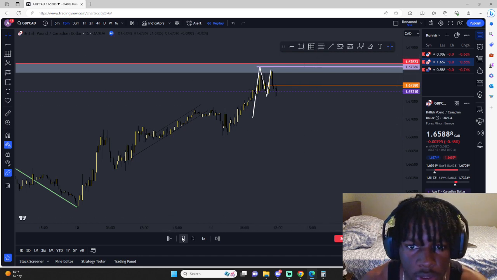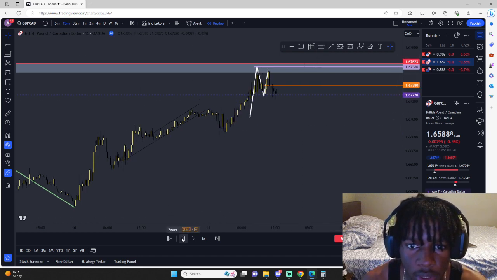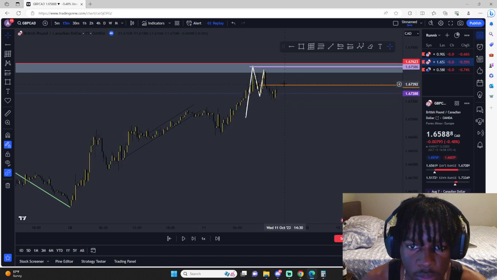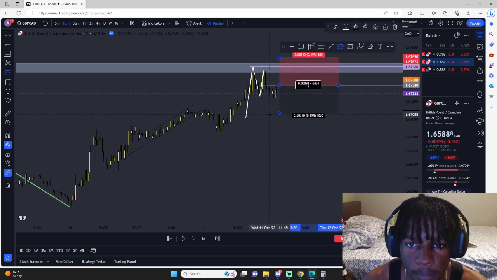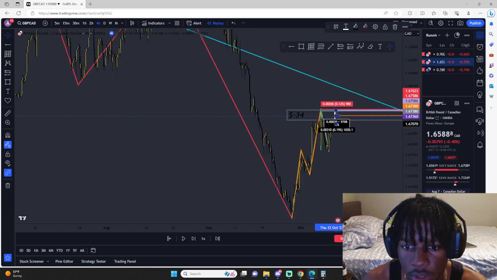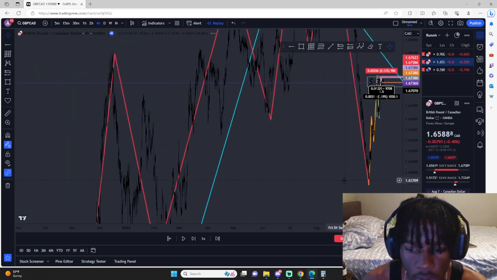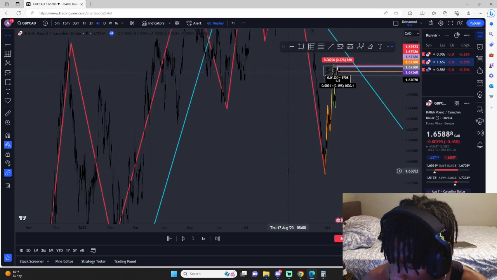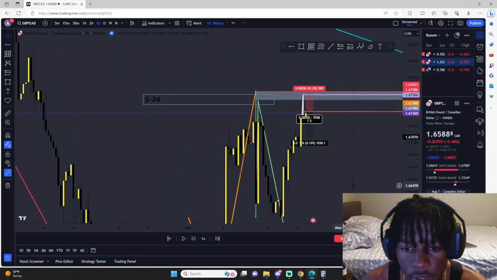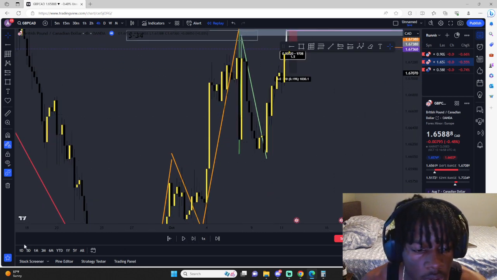All right, so I think this shot down a little bit more. Yeah, it shot down more. Okay, so boom. I think this is where I got my entry at, right around this area. And then I was reaching for these lows down here.